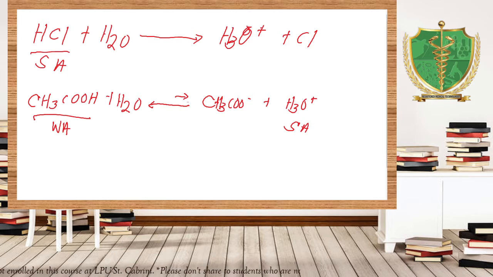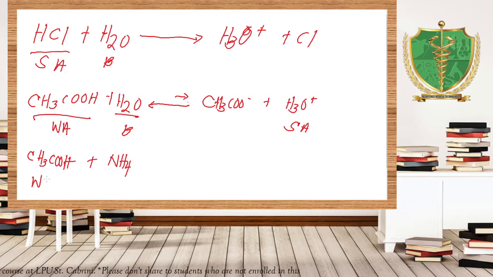Now, but what if the base is not water? Because here, water acts as the base. What if the base is not water? Again, example natin dyan is si acetic acid, CH3COOH, plus si ammonia. Now, this is a weak acid. Okay? This is our base.